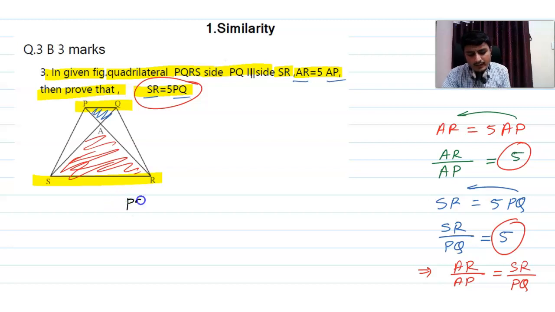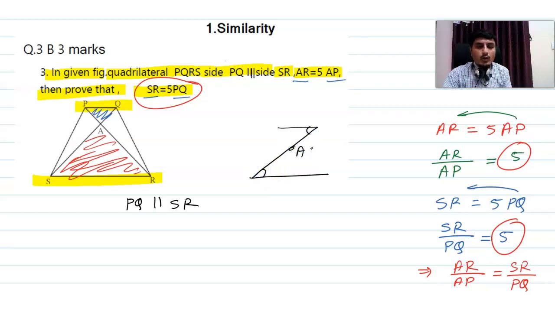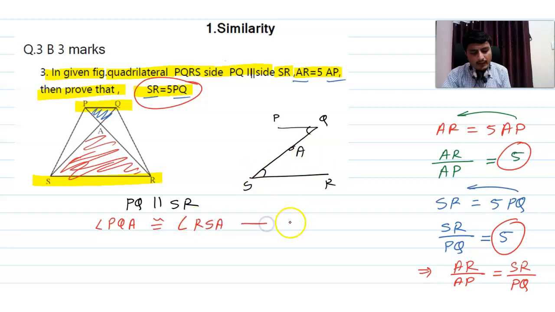Firstly, we are given that segment PQ is parallel to segment SR, so there is a formation of angles in the shape of a Z. Those two angles are congruent because they are alternate angles. So we have PQ and SR as parallel segments. The two angles formed in the shape of Z are, I am writing, angle PQA, which is congruent to angle RSA. Why? Because those are alternate angles.